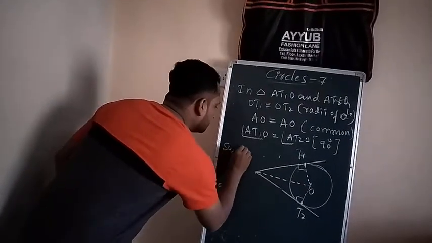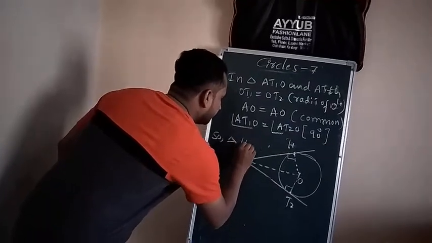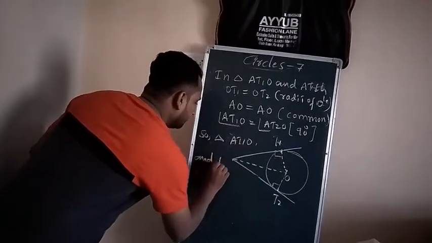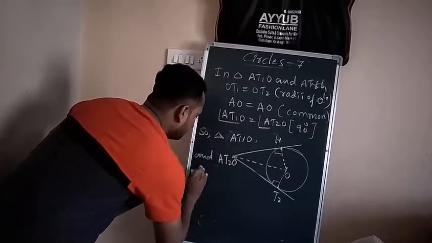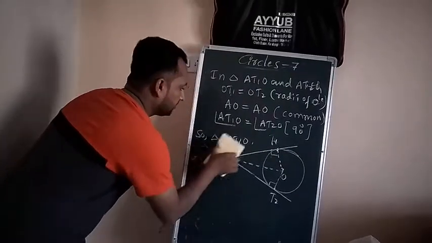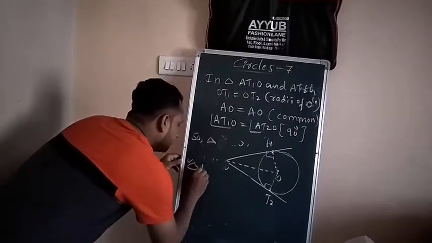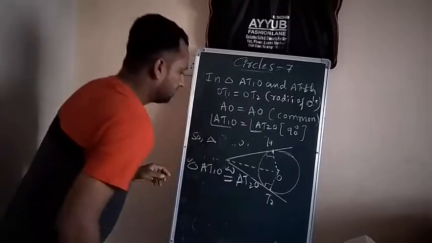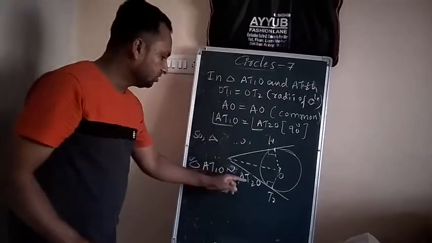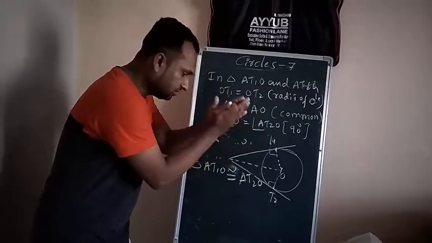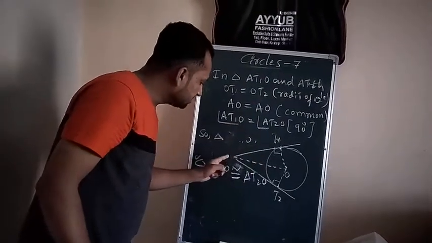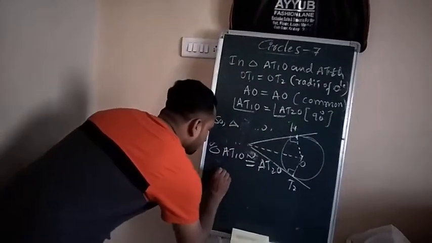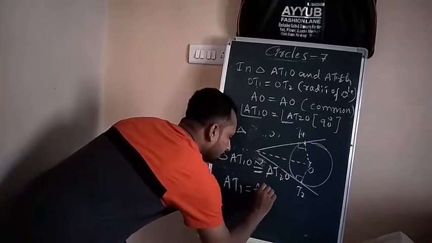So, triangle A T1O and A T2O, otherwise you can write in the symbolic form here: triangle AT1O is congruent to triangle AT2O. I think you know the symbol of congruent. Now both triangles are congruent, so both coincide with each other. If both are congruent to each other, can you tell me AT1 falls on which side here? AT2. Correct. So AT1 is equal to AT2.